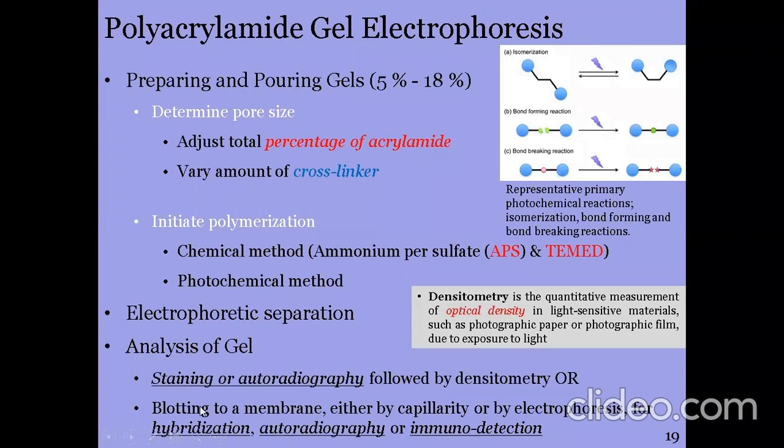Hybridization is, if we have a DNA, we can hybridize the DNA with a probe of another complementary DNA. So we can hybridize that, and we can detect the sequence. Autoradiography is by using radioactive elements, or immunodetection by using antibodies. If that is a protein, we can use antibodies against the specific epitopes of the proteins.